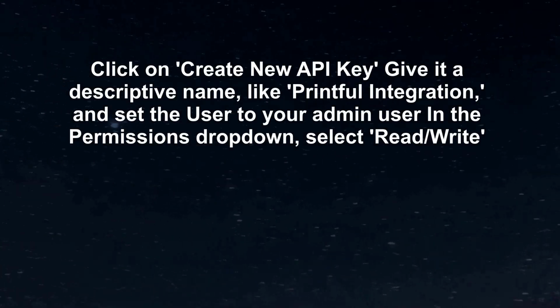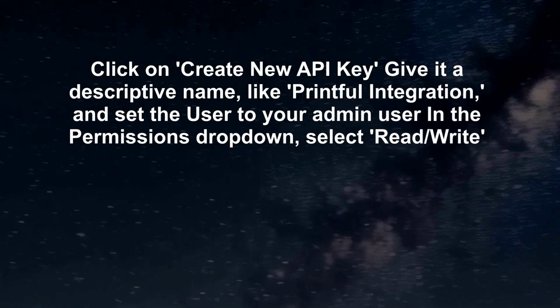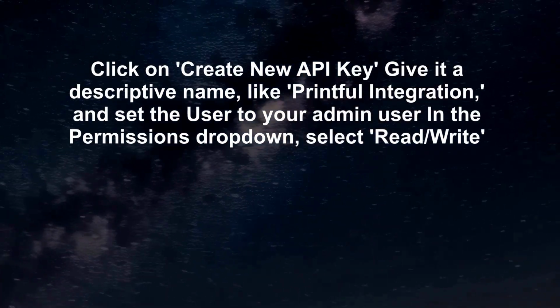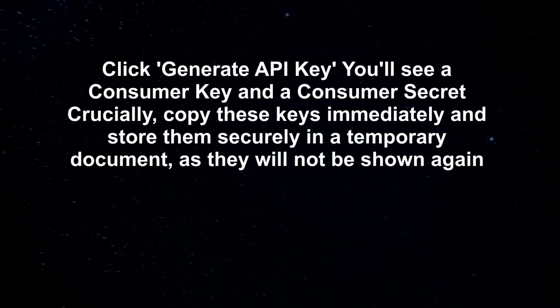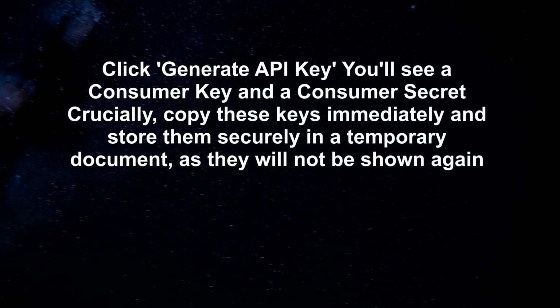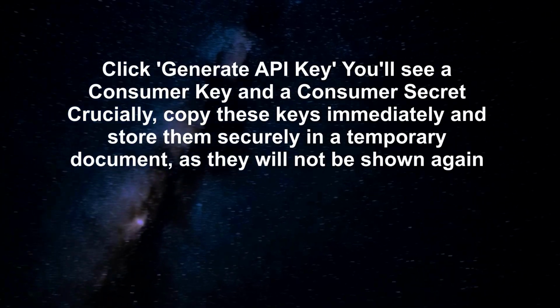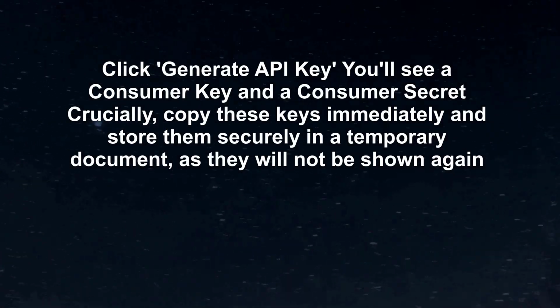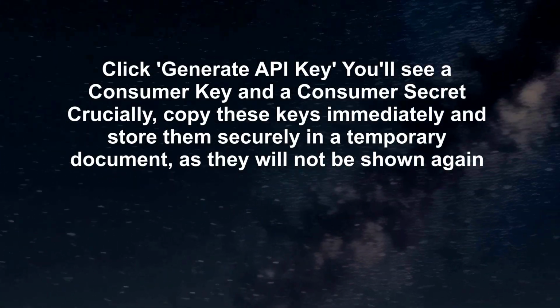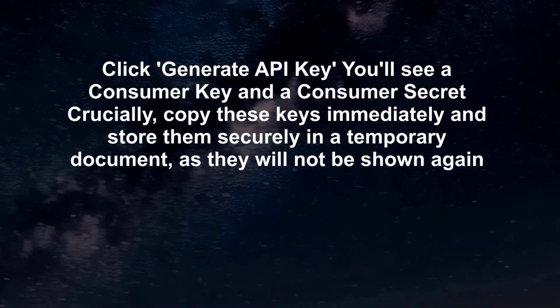Give it a descriptive name like Printful Integration, and set the user to your admin user in the Permissions dropdown. Select Read Write. Click Generate API Key. You'll see a consumer key and a consumer secret. Crucially, copy these keys immediately and store them securely in a temporary document, as they will not be shown again.